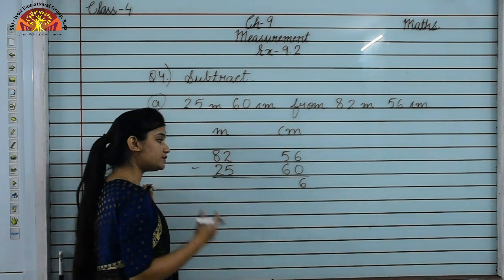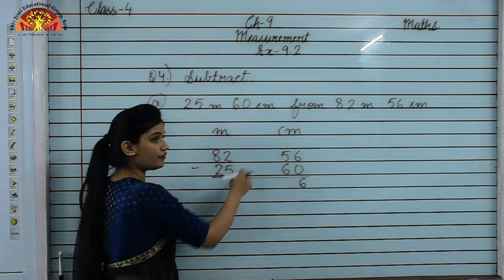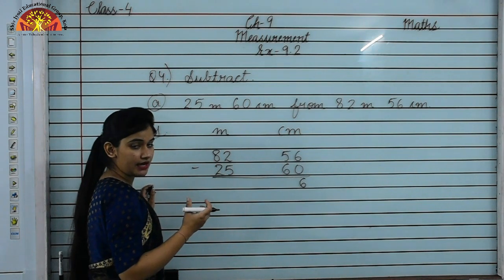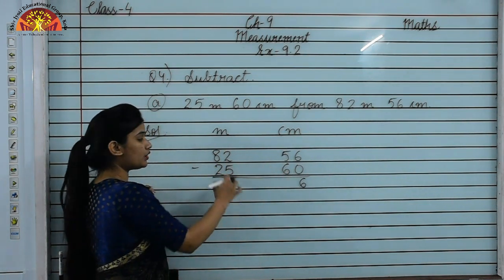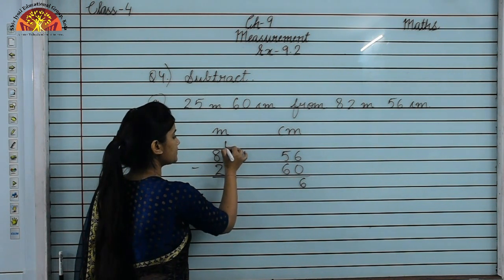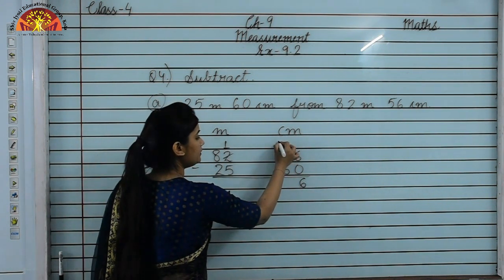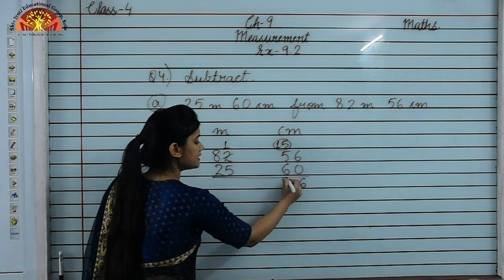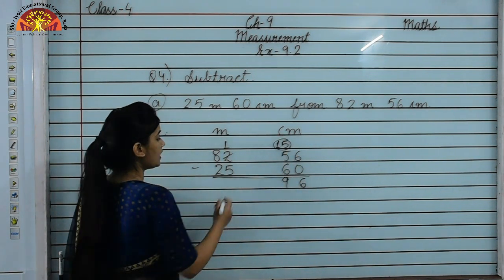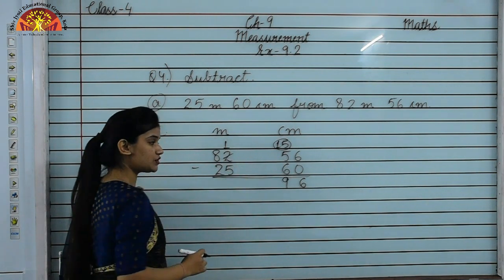Now this is not possible for me to subtract 6 from 5. 5 छोटा है, 6 बड़ा है. So now what we have to do? We have to borrow 1. तो हमें 1 कहाँ से borrow करना है? यहाँ से. And it will be 1 and it will be 15. So 15 minus 6 is 9 and 1 minus 5 is not possible.